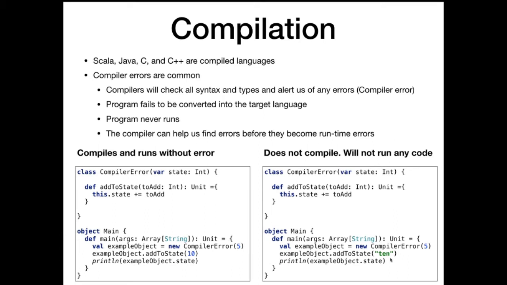So in this case, oh, I got rid of my print line. But if we had a print line before this line, or even the first line of our main, if that's a print line, we won't be able to see it. It won't be executed. It never runs.